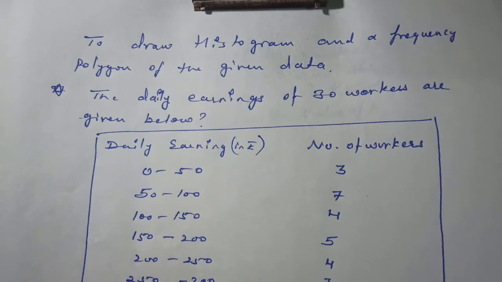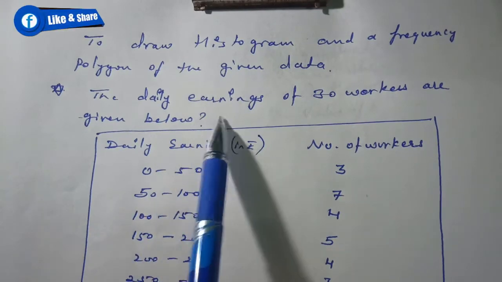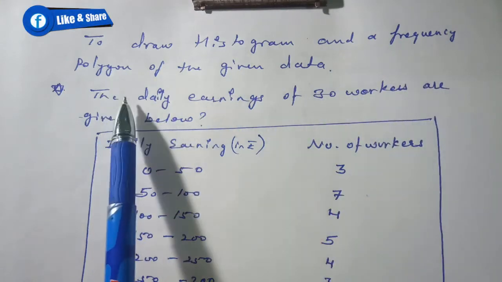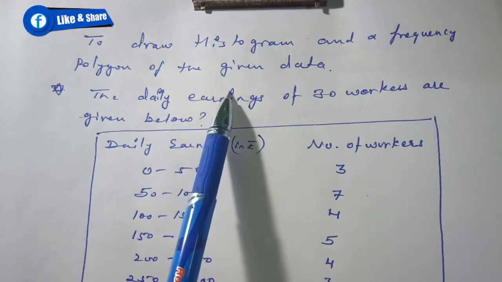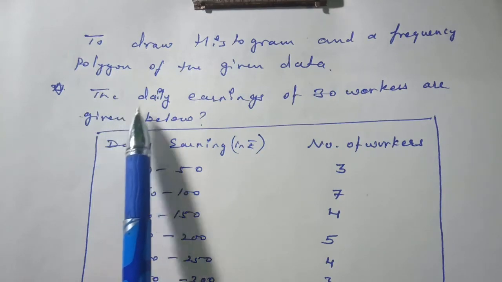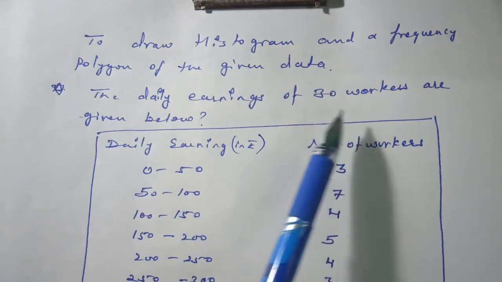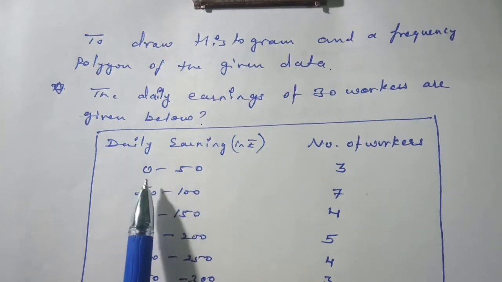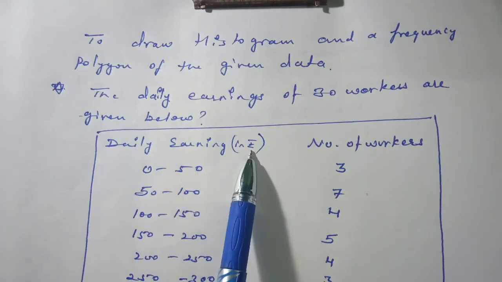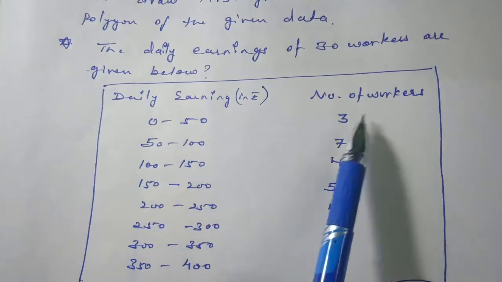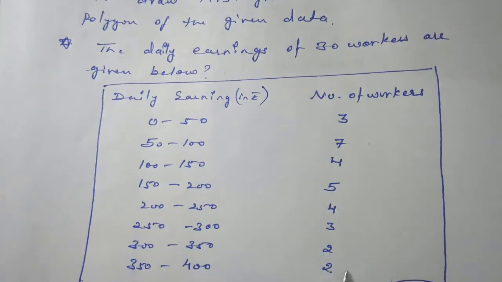Yes, students, today we're going to learn how to draw a histogram, and through the histogram we're going to learn how to draw the frequency polygon of the given data. This is the data. It is showing the daily earning of 30 workers, given below. Daily earning 0 to 50 rupees, it is in rupees, 50 to 100, 100 to 150, 150 to 200, and the number of workers are given over here. This is the data given.